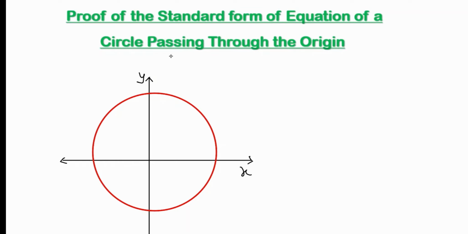Just like we can see here, proof of the standard form of the equation of a circle passing through the origin. Here, we have our Cartesian plane, and in our Cartesian plane, we can see that there is a circle drawn in it. Now, we can see that this circle has center 0, 0. This means that this circle is passing through the origin. So we indicate here the center, and this center has its coordinates 0, 0, which means that this circle is passing through the origin.